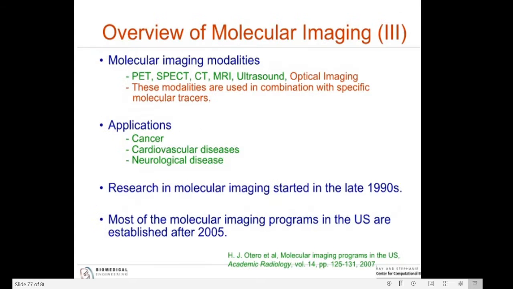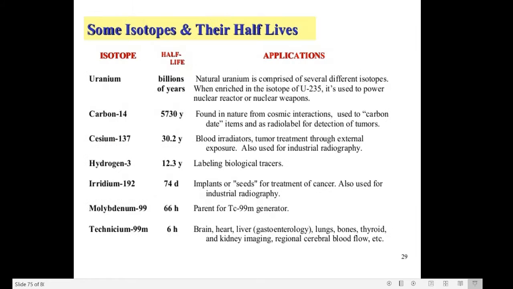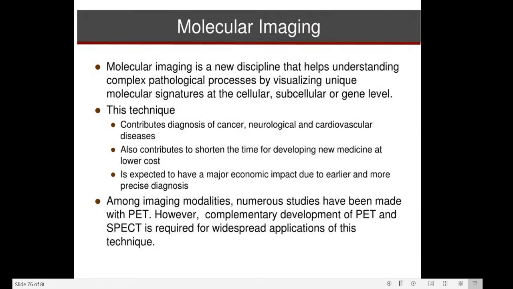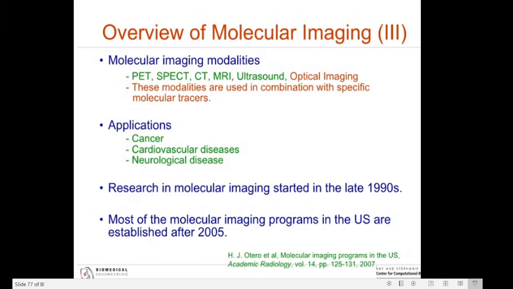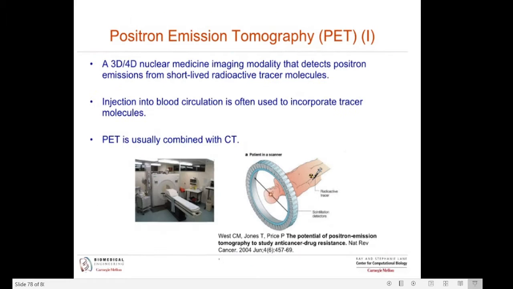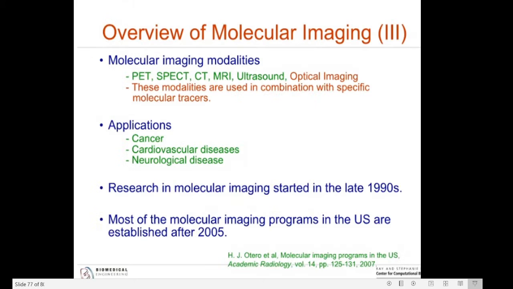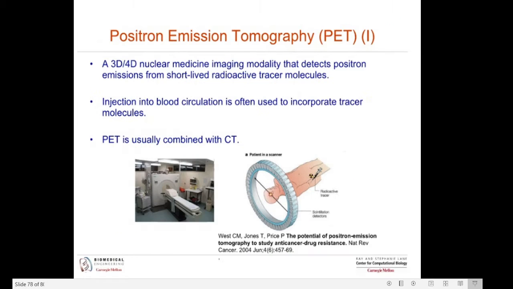Isotopes are also used for molecular imaging. That is the PET instrument, which means positron emission tomography. The positron emission tomography is combined with an MRI or CT scan. This uses the rays previously mentioned, right?